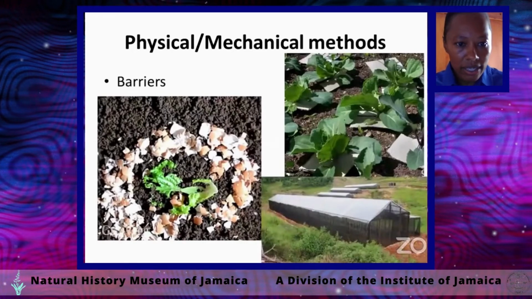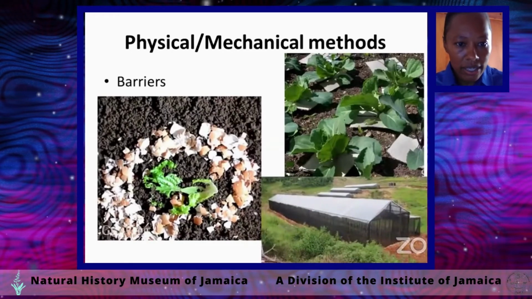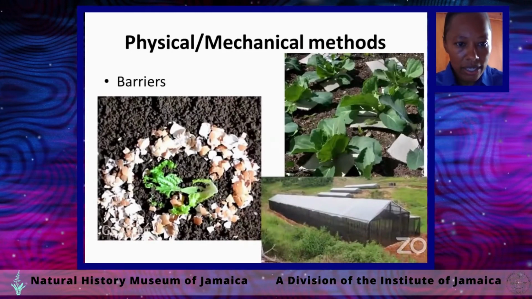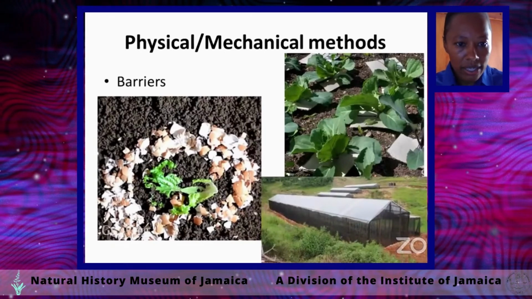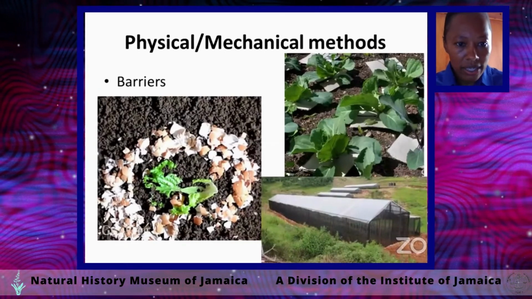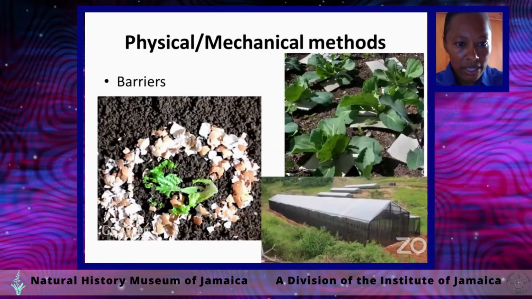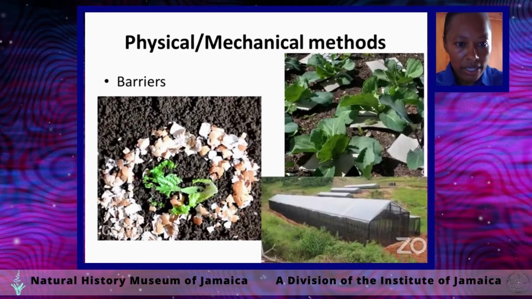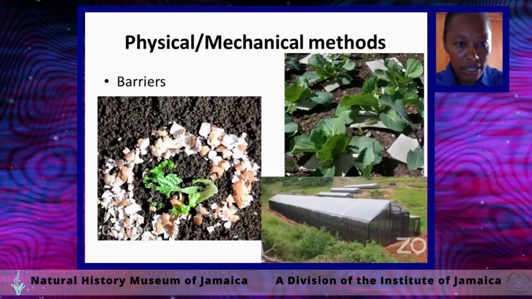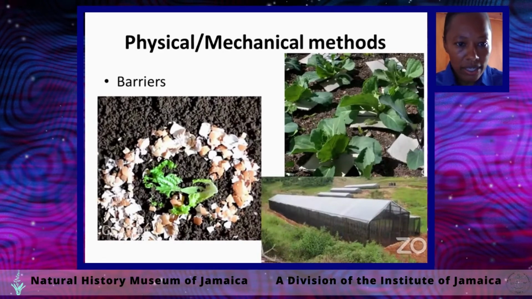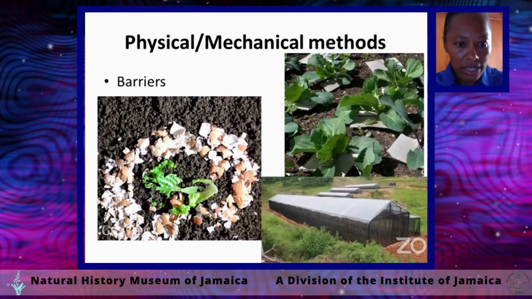Barriers. Basically, in this picture, you're looking at eggshells that are just used to surround a lettuce plant. And this will act as a barrier, especially for slugs and snails, because they would not want to crawl over it because it will cut them.